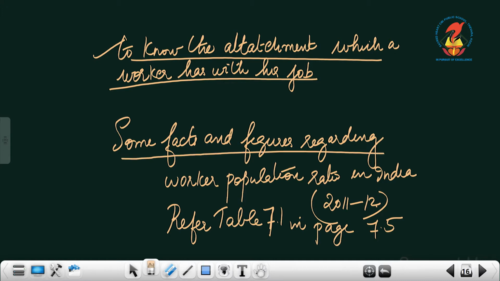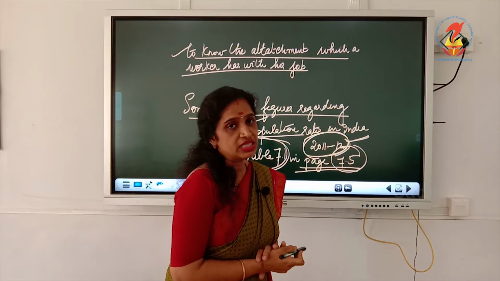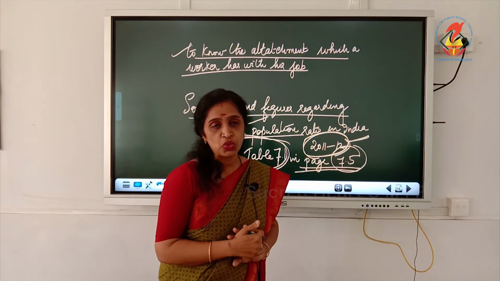Now, some facts and figures regarding the worker population ratio. To study worker population ratio, you have the table in your textbook, that is table number 7.1 in page 7.5. Your table is on the basis of the survey done in the year 2011-12. The table which gives importance to worker population ratio is given. Please do refer to the table and try to analyze what worker population ratio shows in that table.